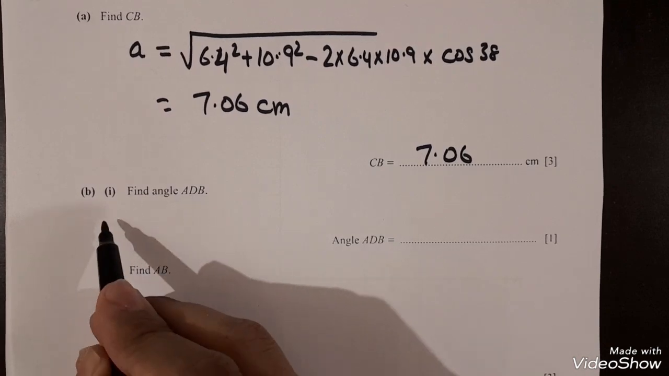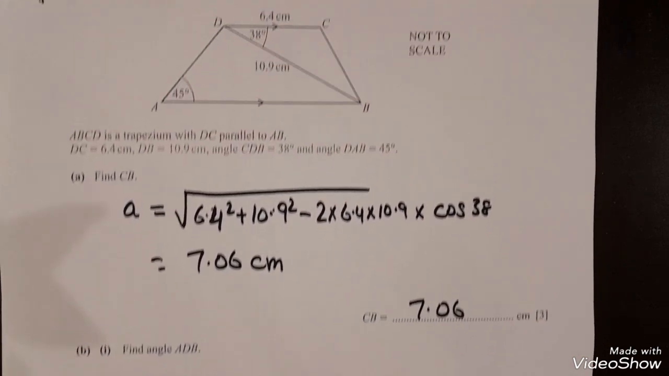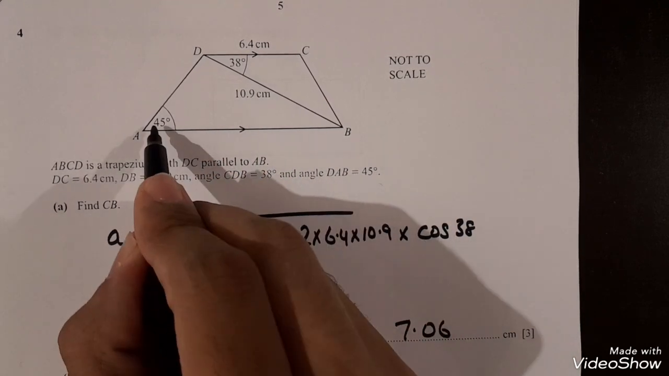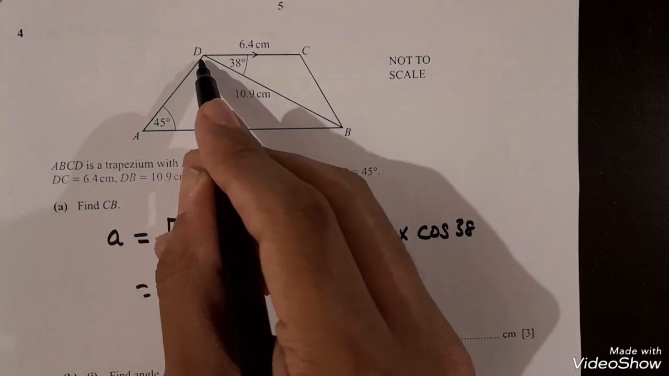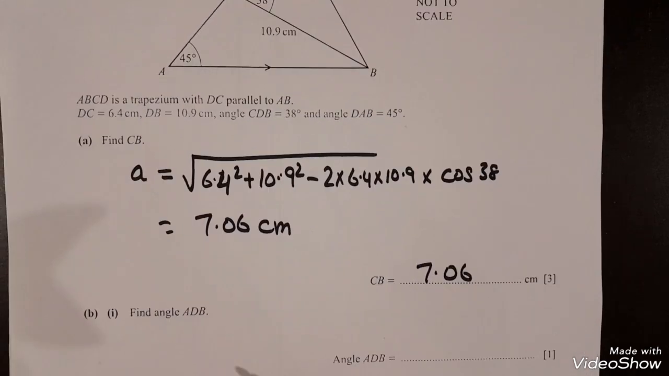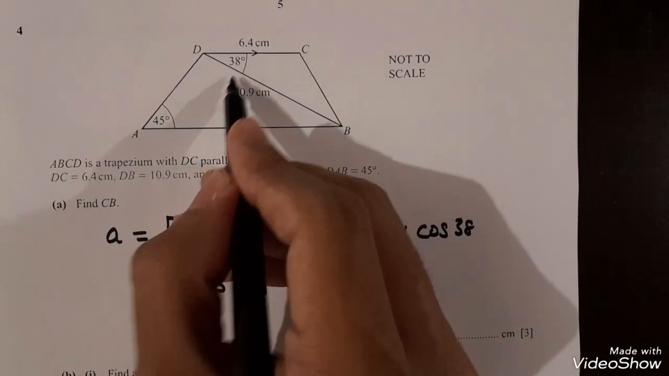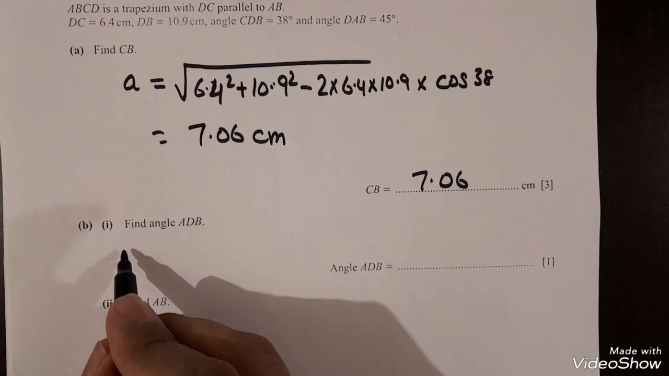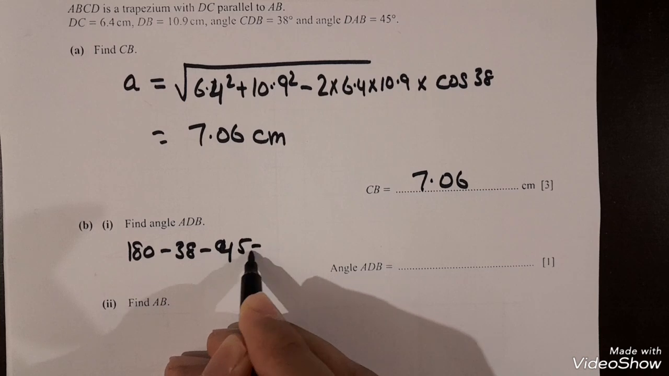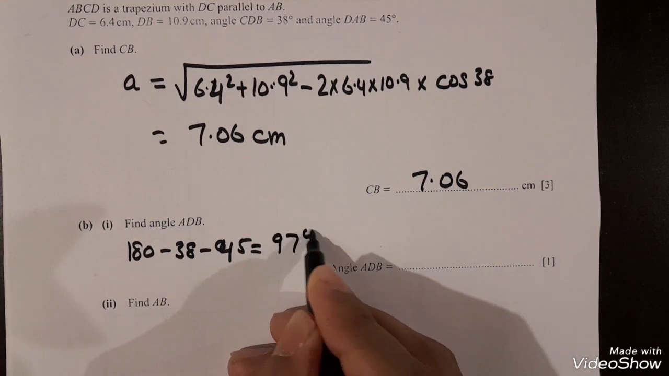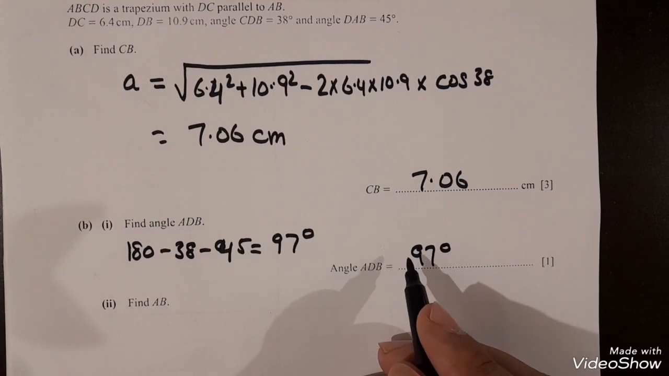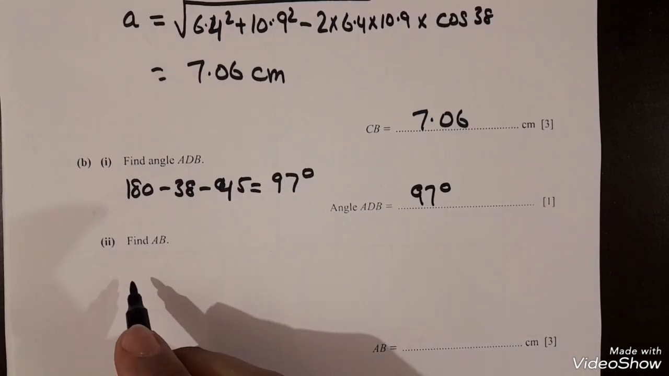Question B, part 1 states find angle ADB. So in this trapezium, angle A and angle D, when these both are added up together, will be 180 degrees. So we will subtract 38 and 45 from 180. So this will be 180 minus 38 minus 45, which will be 97 degrees. So angle ADB is 97 degrees. Part 2 states find AB.